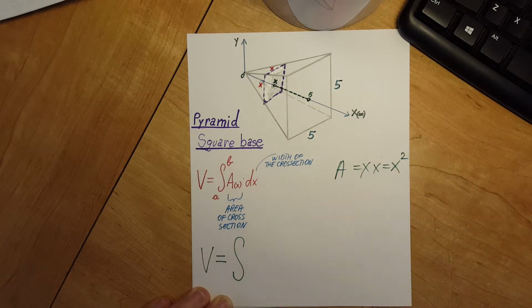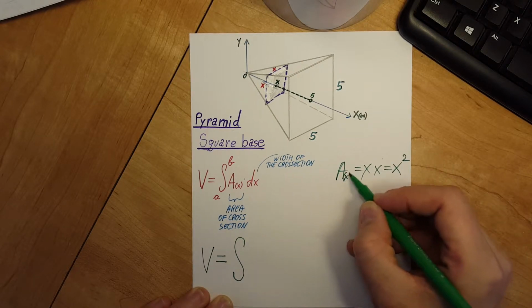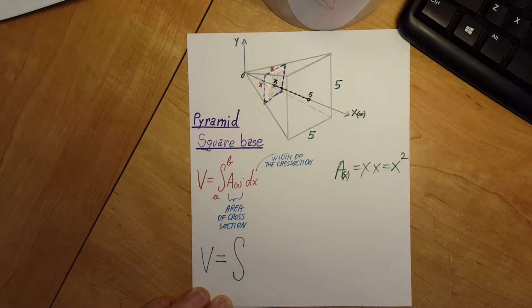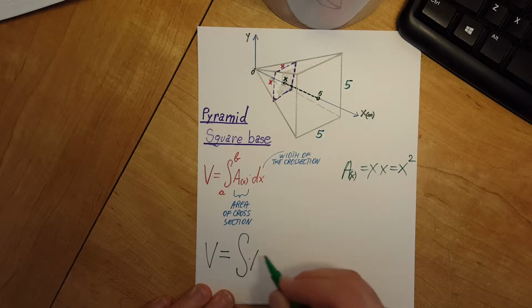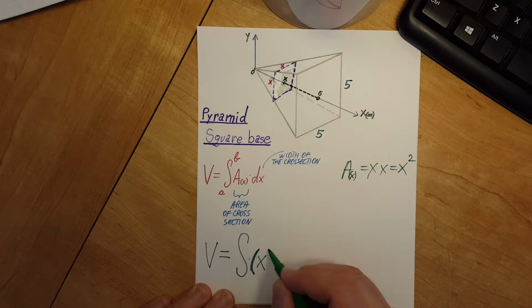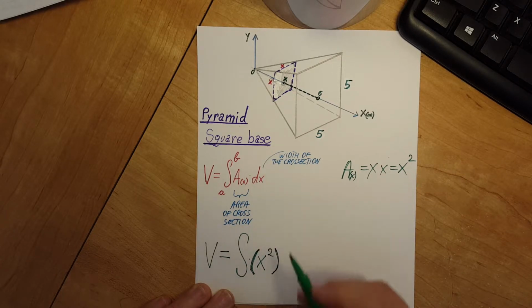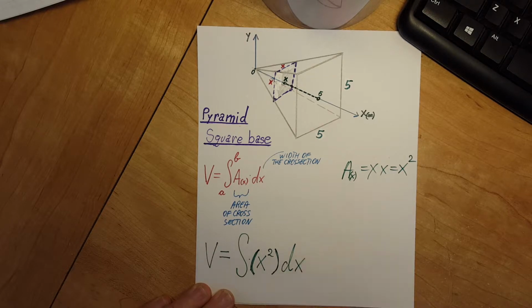This is our function of the area in x, and therefore we're going to take it and plug it into our integral. So A(x) is going to be, make a parenthesis here, x squared. Okay, our dx, we're going to put that in unchanged.